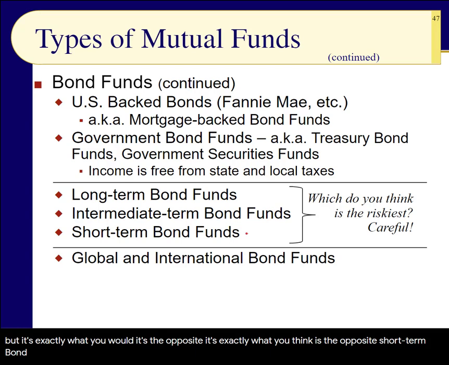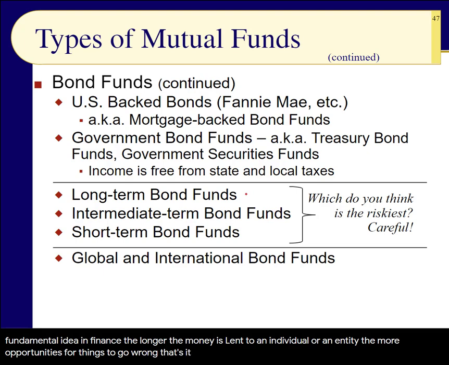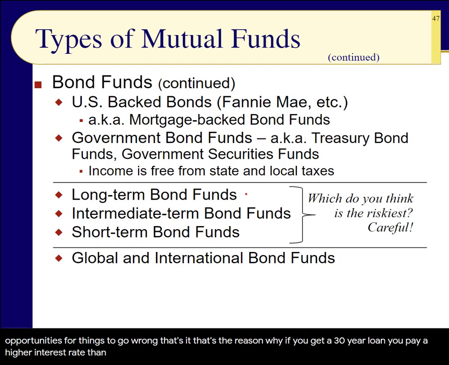Short-term bond funds are the least risky. Long-term bond funds are the most risky. And why is that? Well, it has to do with the fundamental idea in finance. The longer the money is lent to an individual or an entity, the more opportunities for things to go wrong. That's the reason why if you get a 30-year loan, you pay a higher interest rate than if you get a 15-year mortgage on your home.